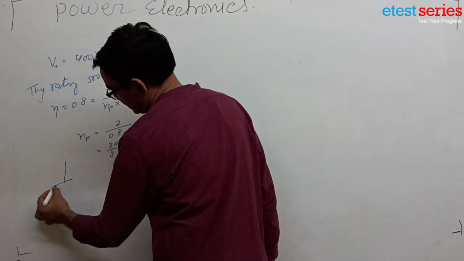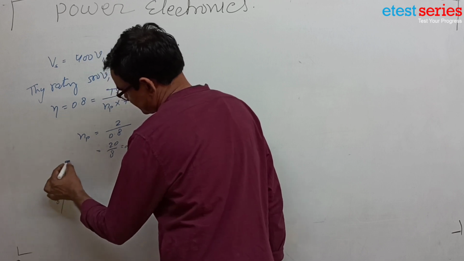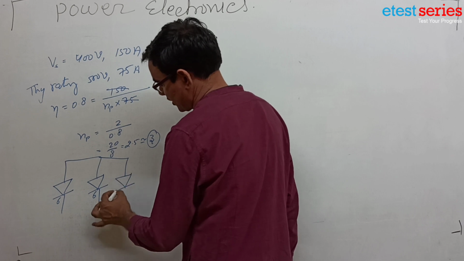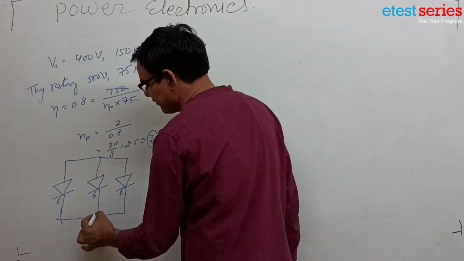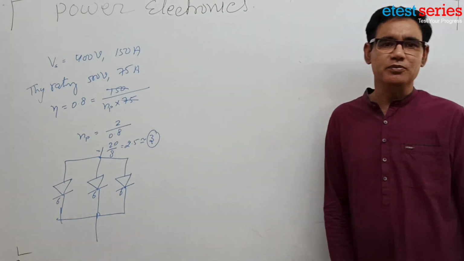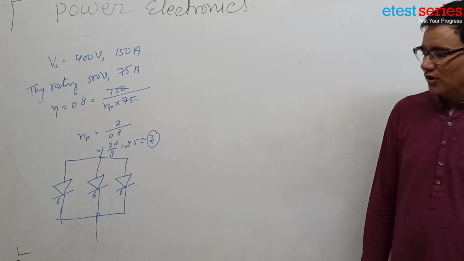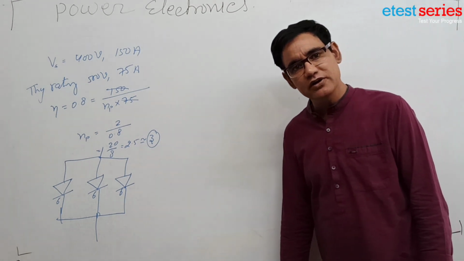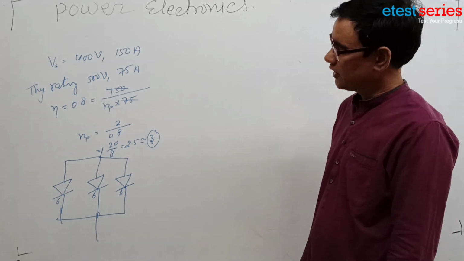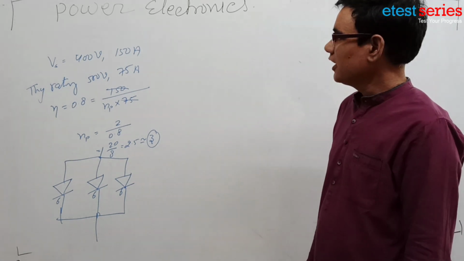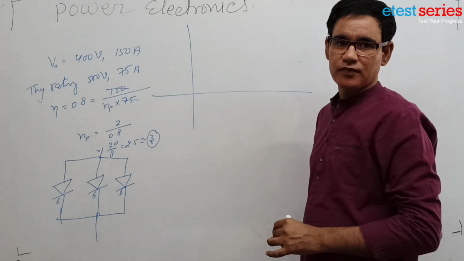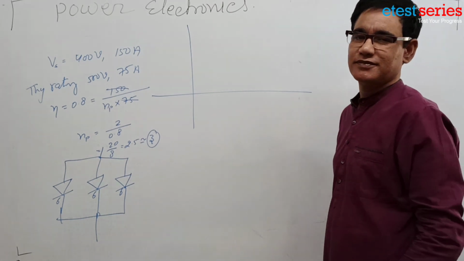Maybe in some circuits more than 3, maybe in some circuits 2. When higher current is required, more SCRs should be connected in parallel. Okay. So this is the parallel. In parallel, the currents may not be the same. In series, the voltage may not be the same.